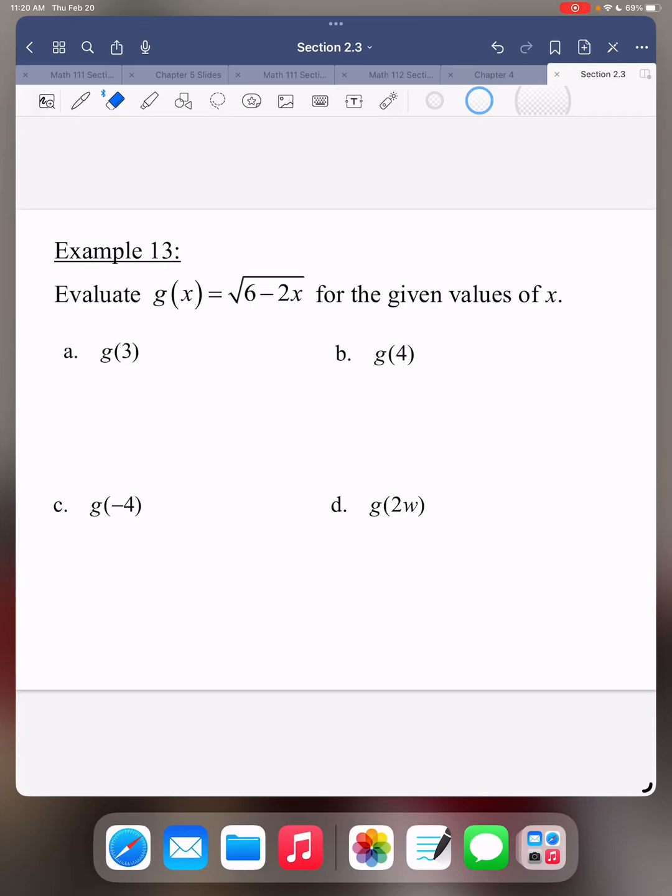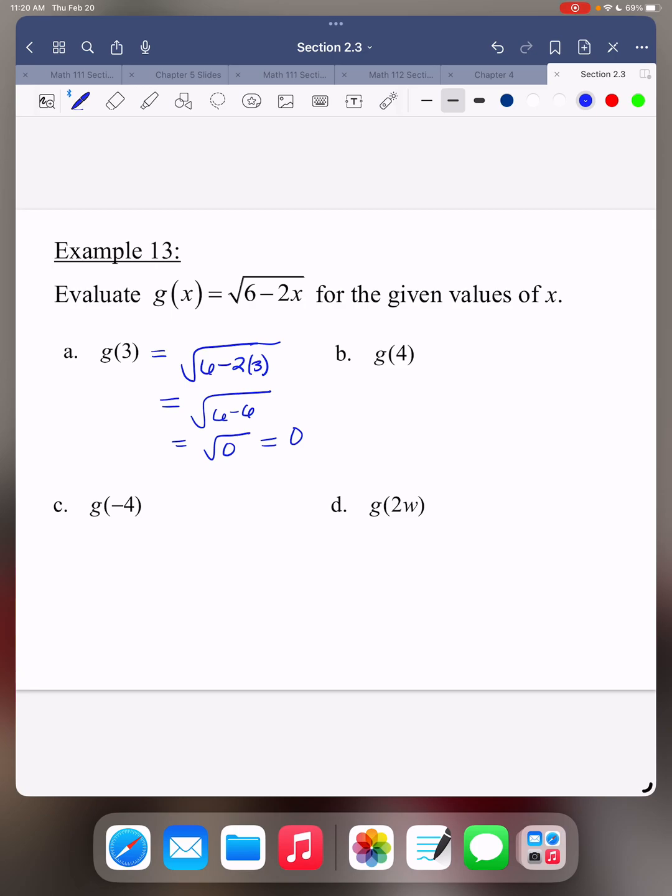Let's get some practice with function notation when we have the square root function. So g of x is the square root of 6 minus 2x. So for g of 3, I'm taking 6 minus 2 times 3. I'm putting in 3 in place of x. This is going to give me 6 minus 6. But the square root of 6 minus 6 is the square root of 0, which is just 0.